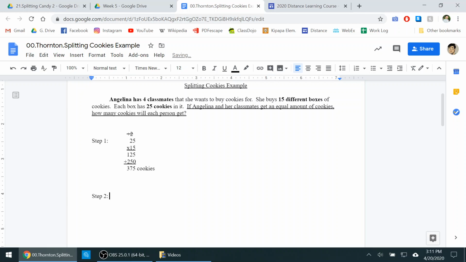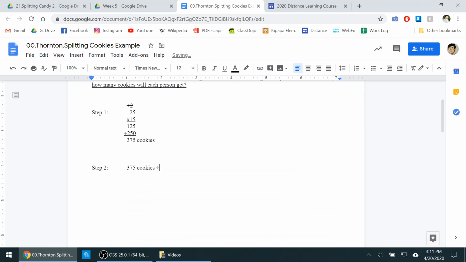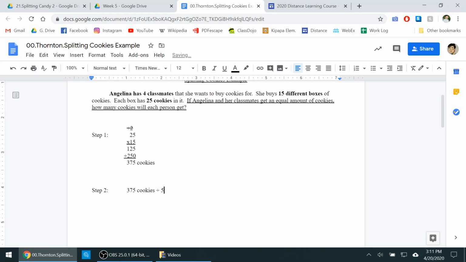So we have 2 ways of doing this. One, you can do the break apart strategy. So we'll have 375 cookies. I need the division sign. Let's go and copy and paste it from up here. Divide it by 5 people.